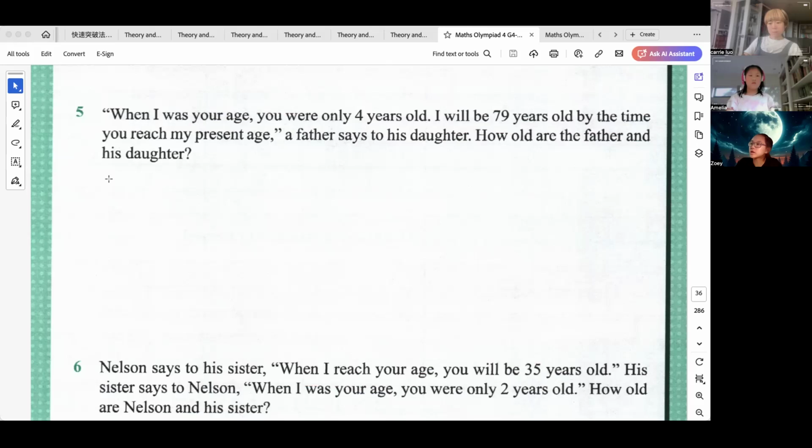When I was your age, you were only 4 years old. I will be 79 years old by the time you reach my present age. My father says to his daughter, how old are the father and the daughter? Okay, so let's do this question.